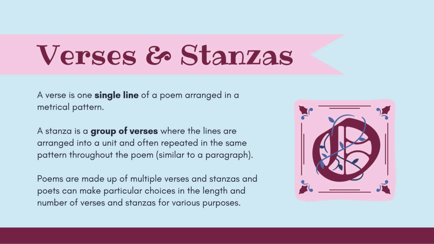Verses and stanzas. A verse is one single line of a poem arranged in a metrical pattern. A stanza is a group of verses where the lines are arranged into a unit and often repeated in the same pattern throughout the poem, similar to a paragraph. Poems are made up of multiple verses and stanzas, and poets can make particular choices in the length and number of verses and stanzas for various purposes.